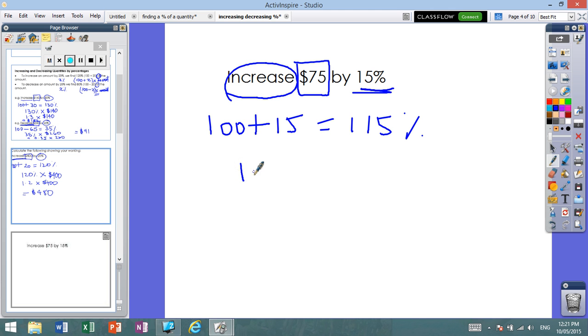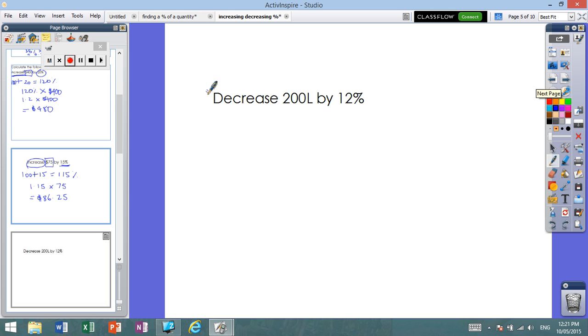Okay, and the amount we're doing that by is 75. So 1.15 times 75 gives us 86.25. Okay, hopefully you got that. Alright, here we go. Make sure we've read it right.